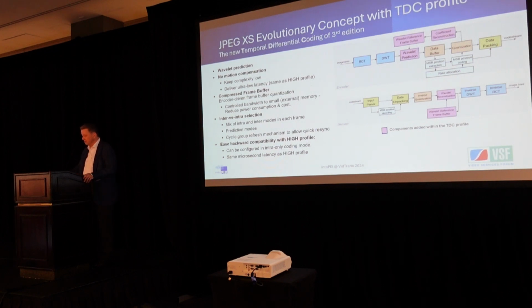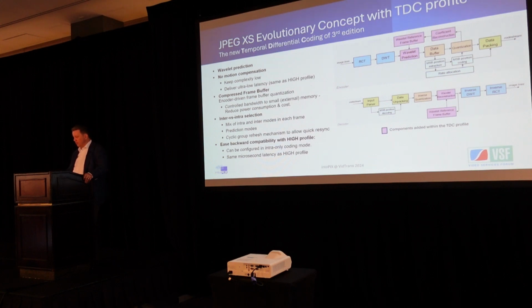Getting into the eye chart of some of the details behind it, it's still wavelet-based prediction. There's still no motion compensation built into it. That keeps the complexity low, and helps you really deliver that ultra-low latency that we have with the high profile, so no changes there. The main thing being added is the pink sections in the drawing, and these are the compressed frame buffers. It's an encoder-driven frame buffer, and by making it compressed, one of the nice aspects is you get a 3 to 4x reduction on the memory size of that frame buffer, so it helps lower the power and lower the cost of that implementation.